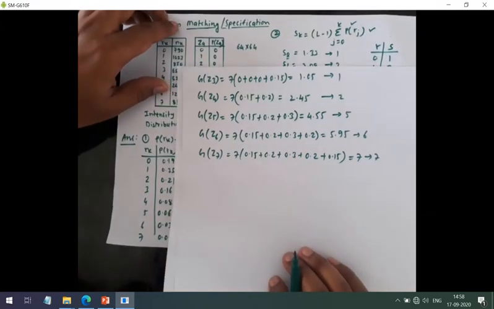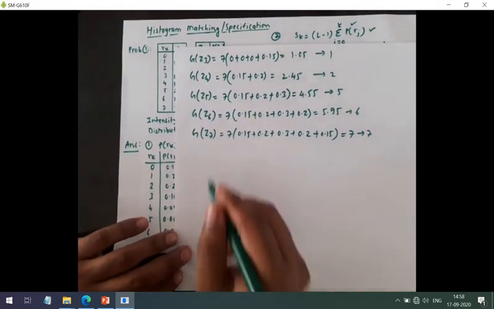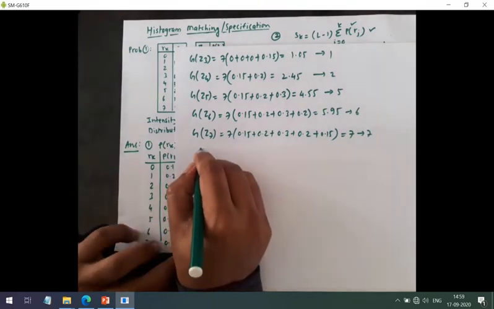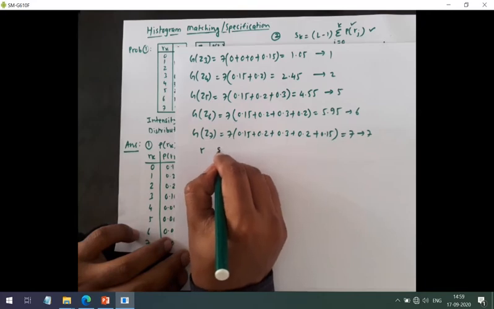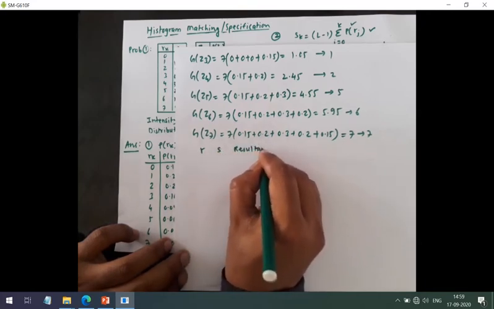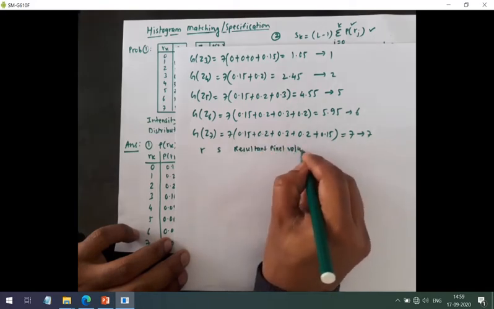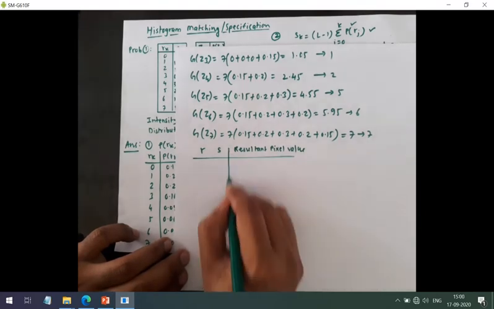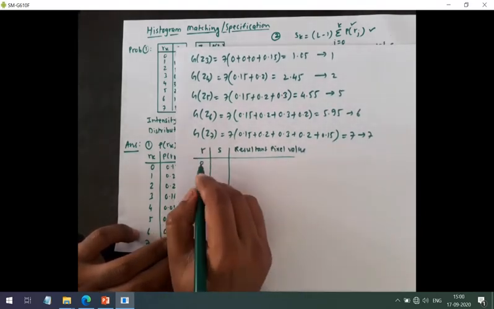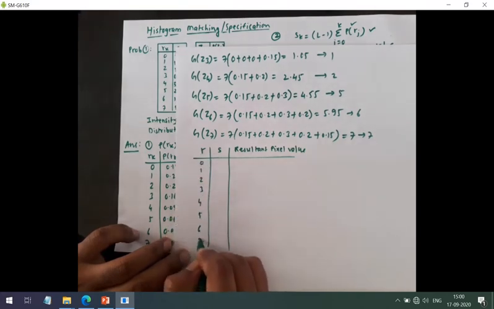Now the next step is very important. What we have to write here is RS, the resultant pixel value, the resultant pixel value after applying histogram equalization. So in the input image R will be 0, 1, 2, 3, 4, 5, 6, 7.